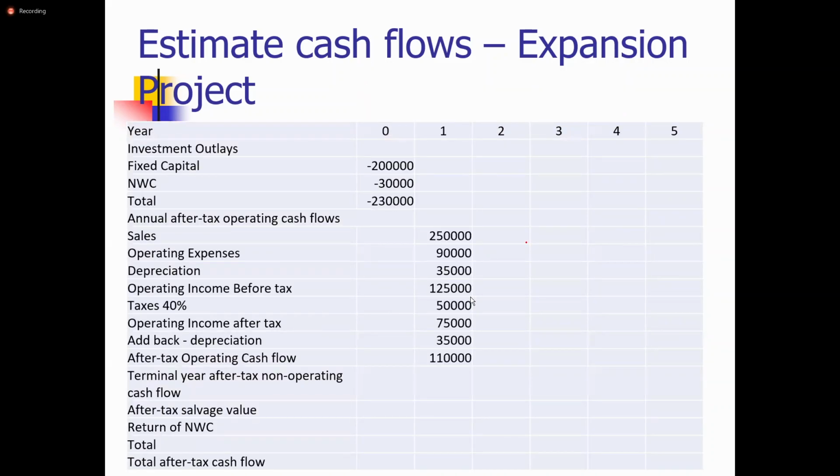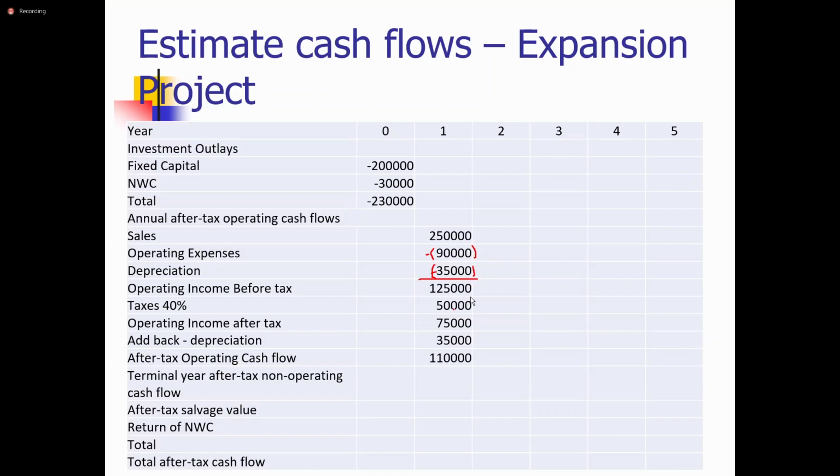That you can consider. So here sales is 250,000, operating expenses 90,000, annual depreciation 35,000. So operating income before tax. So we have to here from the sales deduct these things, right? These are costs.